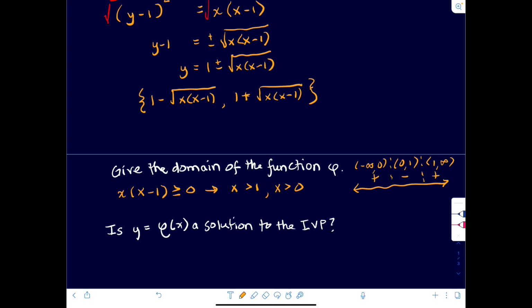Now, these are the values of interest, 0 and 1. When x equals 1, are we good? Yes, because it's not in a denominator and the radical would be 0. When x equals 0, we're also good because 0 times negative 1 is 0. So it'll be inclusive. The domain of the function gamma will end up being minus infinity to 0, the 0 inclusive, union 1 inclusive to infinity, non-inclusive.